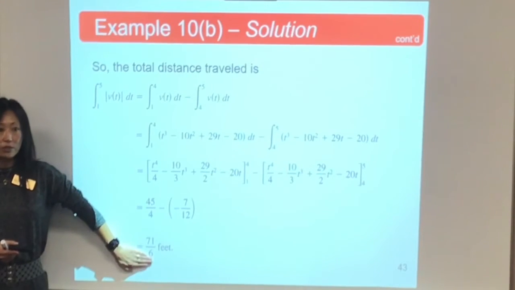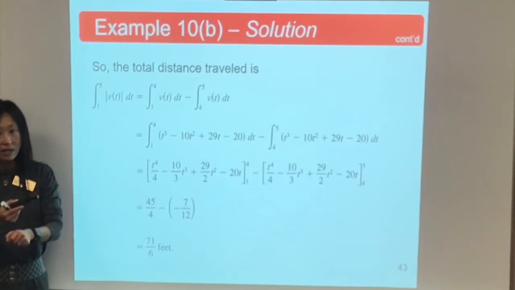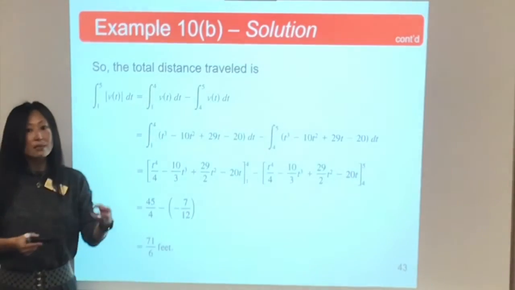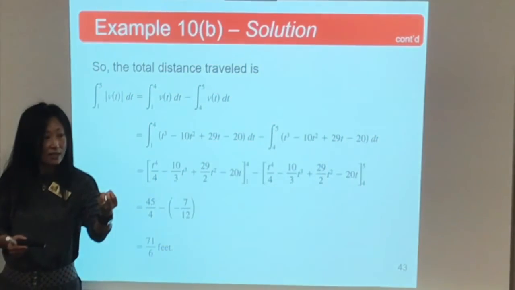Do you see the differences? The total distance you travel is a lot more than displacement. Because displacement you cancel out. If you move to the right, you move to the left, you move to the right, displacement can be 0. Are you with me, class?